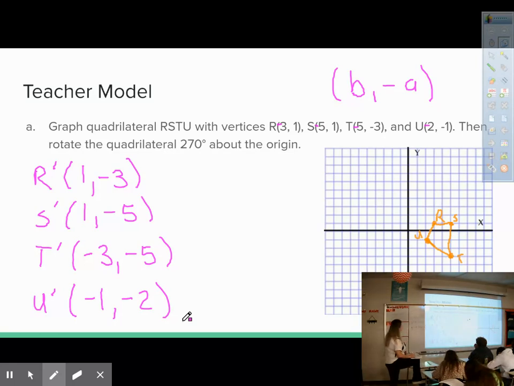R prime is (1, -3), so that means start at the origin and go right 1, down 3. So right there is R prime. S prime is (1, -5), so go to the right 1 and down 5. T prime is (-3, -5), so that means start at the origin and go to the left 3 and down 5.